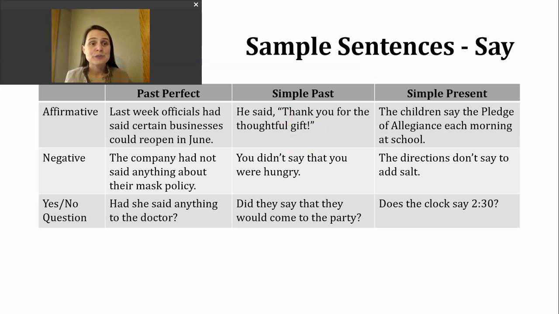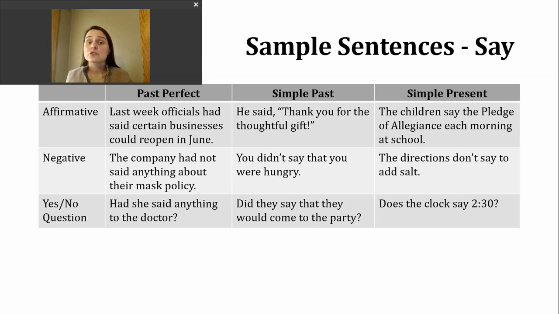And this gets used quite often with our verb say to indicate these are the exact words that were spoken by a particular person. So here's an affirmative example of a quotation. He said, "Thank you for the thoughtful gift." If we want to make a negative simple past tense sentence, what we're going to use is did not, or the contraction didn't, and then the base verb. Here is an example. You didn't say that you were hungry.